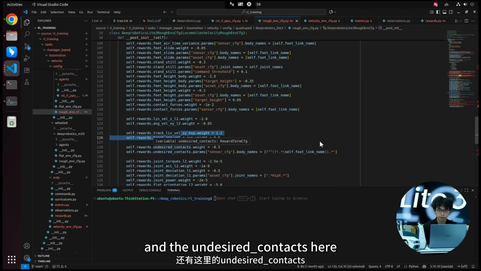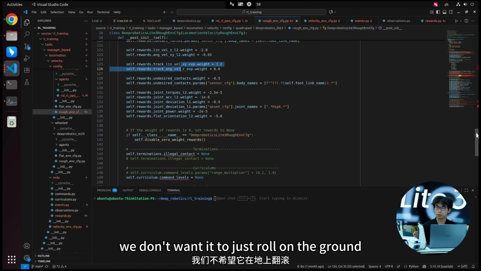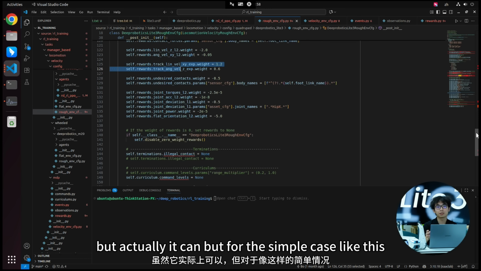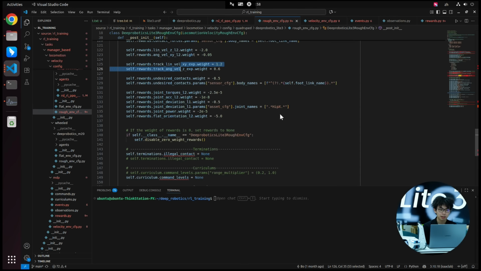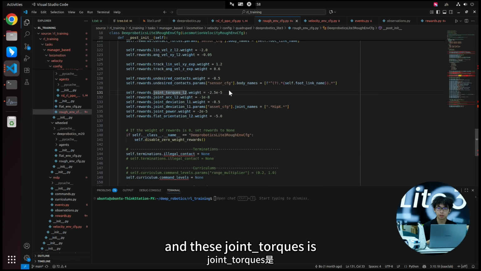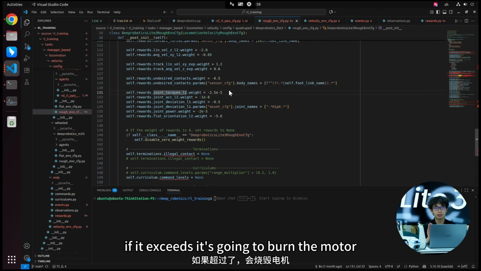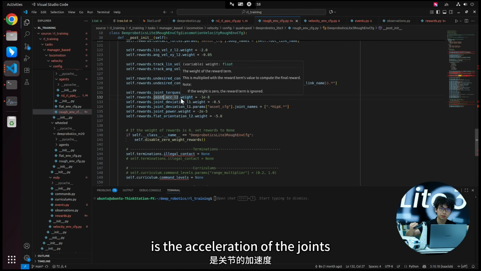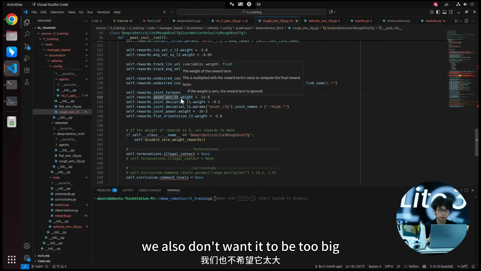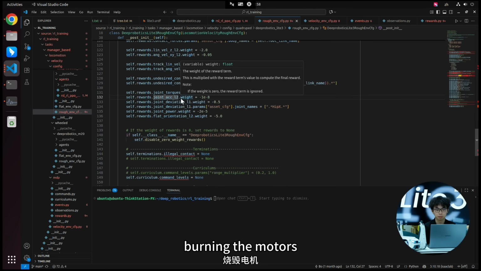And the undesired contacts here. We don't want it to just roll on the ground. Well, actually it can, but for a simple case like this, we don't need that. We just want it to move around, and that's okay. And these joint torques, we want to penalize the torque of the joints. We don't want it to exceed the torque limit. If it exceeds, it's going to burn the motor. The joint acceleration is the acceleration of the joints. We also don't want it to be too big because it's going to increase the temperature of the motor, which can also result in burning the motors.